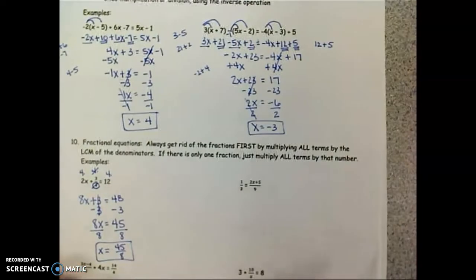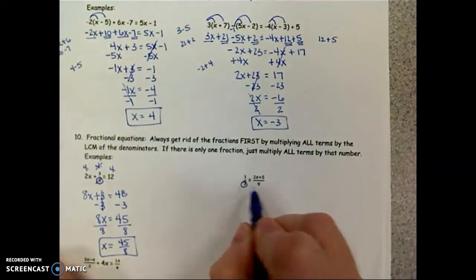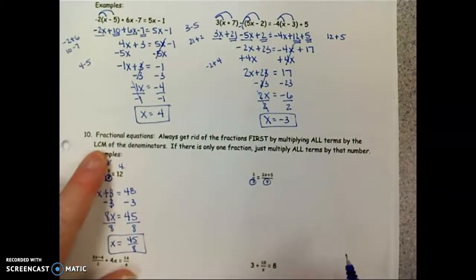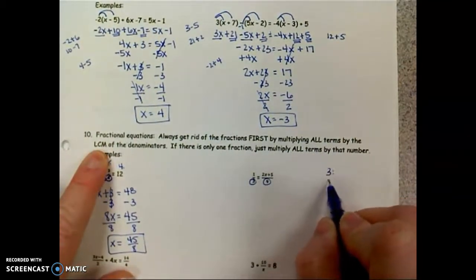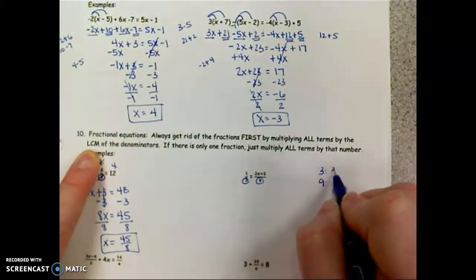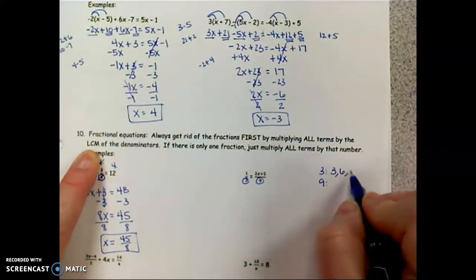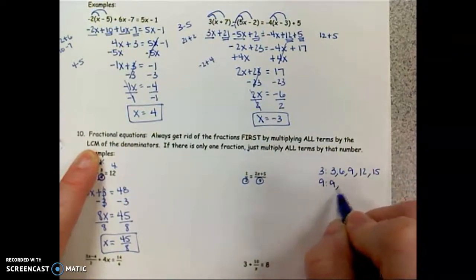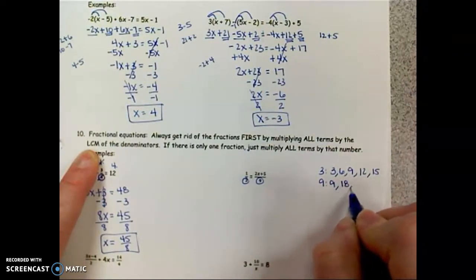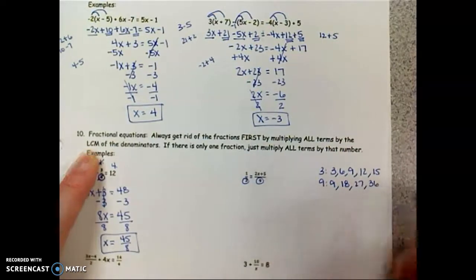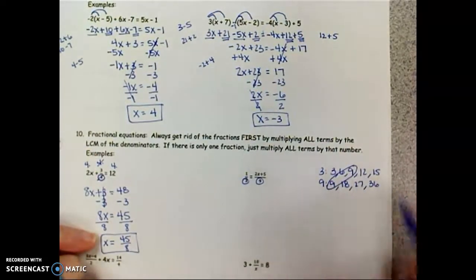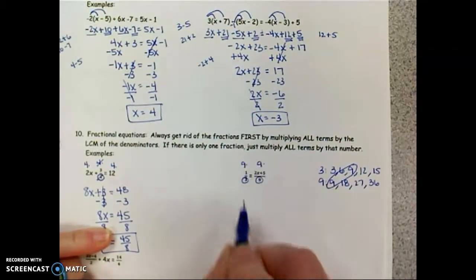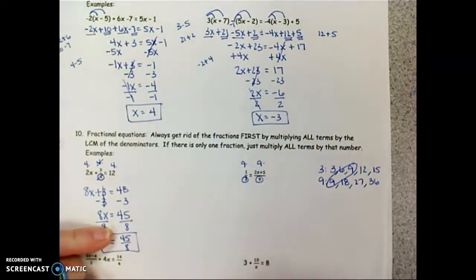Now the second example has two fractions. So we have a 3 in the denominator and a 9 in the denominator. So remember, we want the least common multiple of 3 and 9. So if you list out the multiples, not factors, of 3, and you list out the multiples of 9, you will see that the smallest number they have in common is a 9. So that's what I'm going to multiply both sides, both terms of my equation, times.